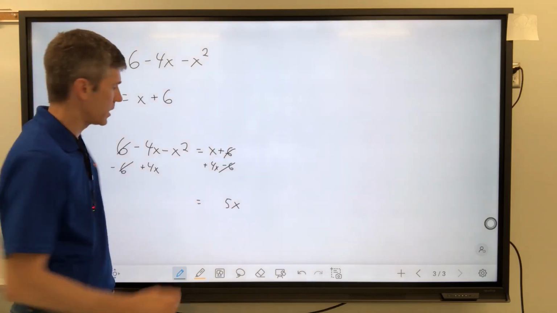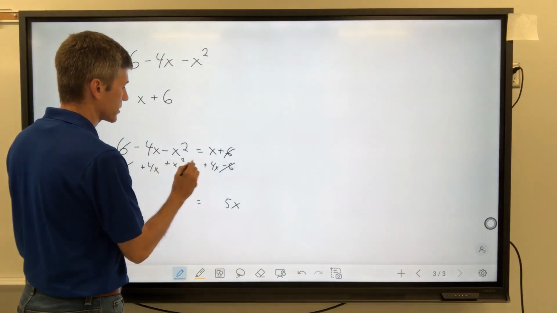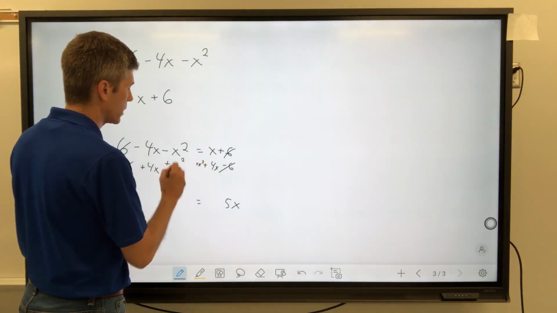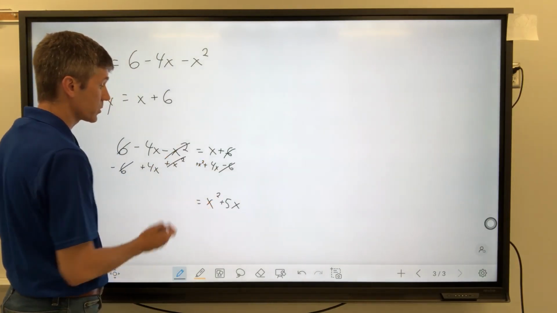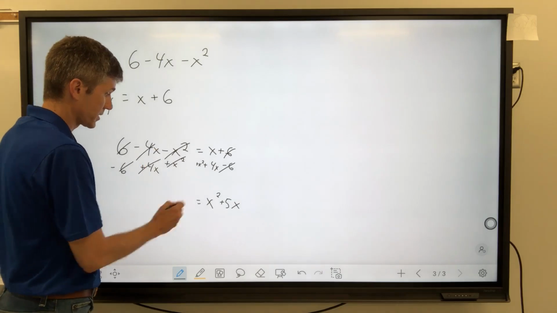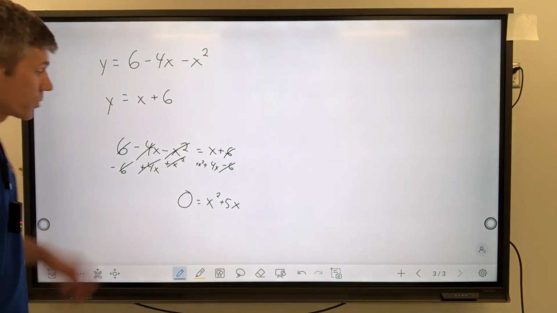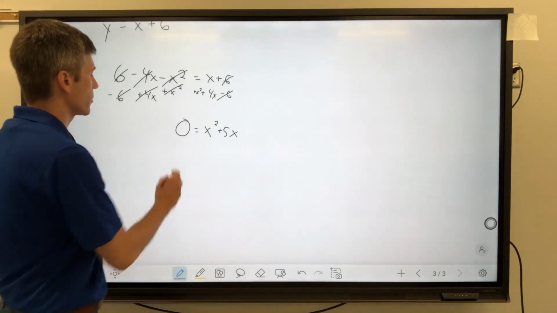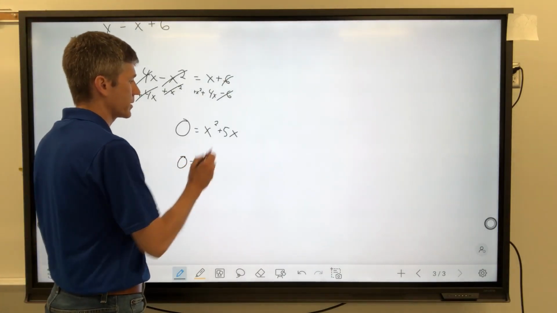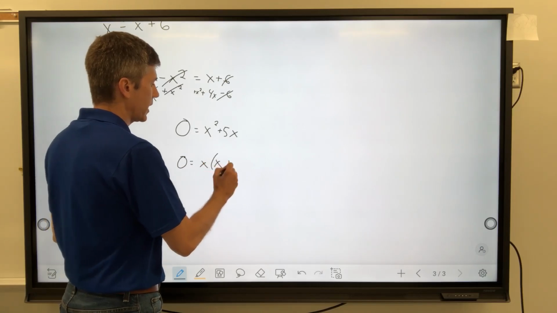However, I'm looking ahead. I'm looking to get x squared. Add x squared. I'm going to cancel those. It's going to give me x squared plus 5x. And that's equal to what? Well, 0, and that was our goal. So we're going to factor. This one also has a GCF, like the previous problem. And we'll have 0 equals, okay, GCF of x, times x plus 5.